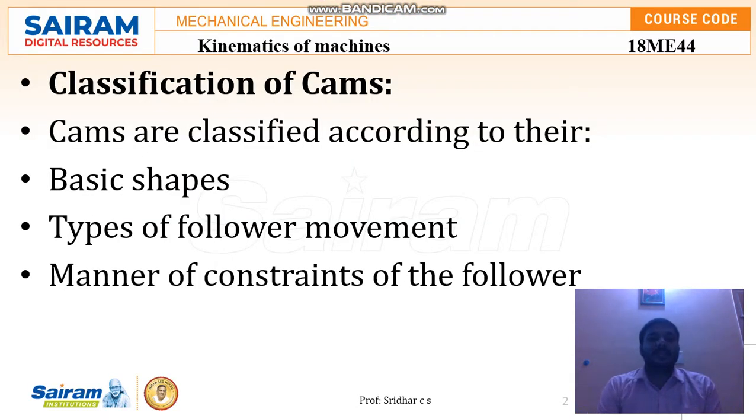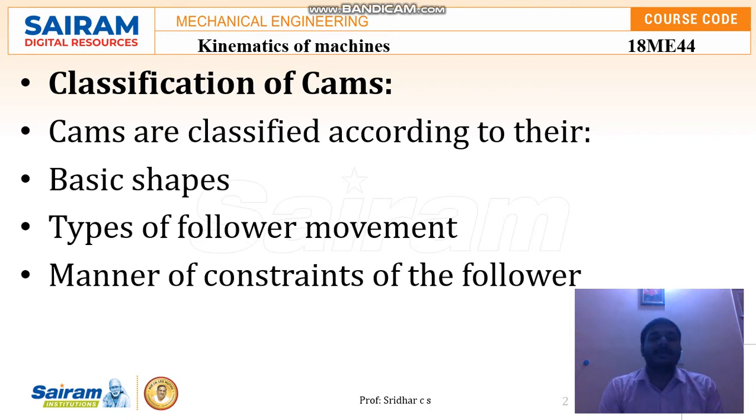First, cams are classified based on basic shapes. As we discussed in the previous videos during the introduction, mainly because of the shape of the cam, the follower follows the cam. Whichever rotation or motion the cam has to produce mainly depends upon the type of shape. So we can select the type of cam depending upon the application, whether it should be reciprocating, oscillating, or any combination of these. So it mainly depends on the basic shape.